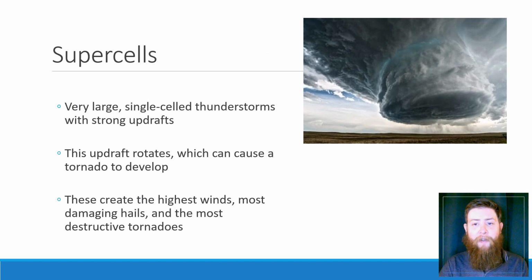With thunderstorms, sometimes we get something like this called a supercell. It's a very large, single-celled thunderstorm. It has very strong updrafts, meaning there's lots of low pressure air moving up in it. As this air moves up, it starts to spin, and as it spins, it develops a tornado. So these supercell tornadoes have the highest winds, very damaging hail, because remember, strong wind means more hail, and they also produce very, very destructive tornadoes.